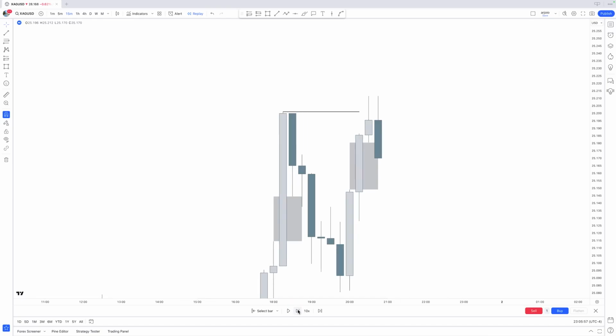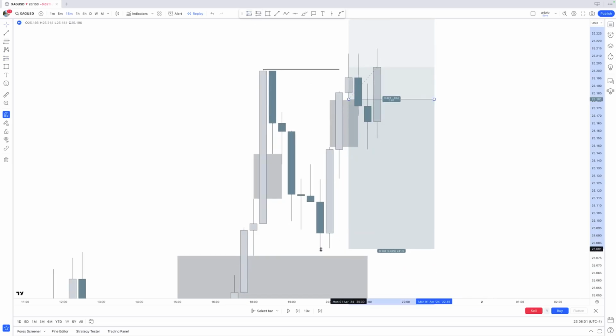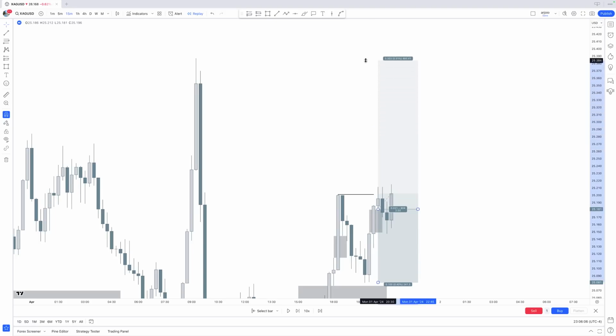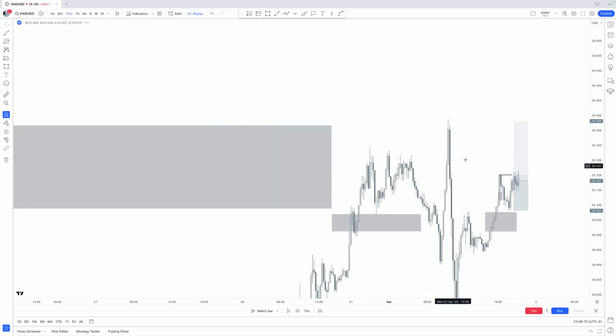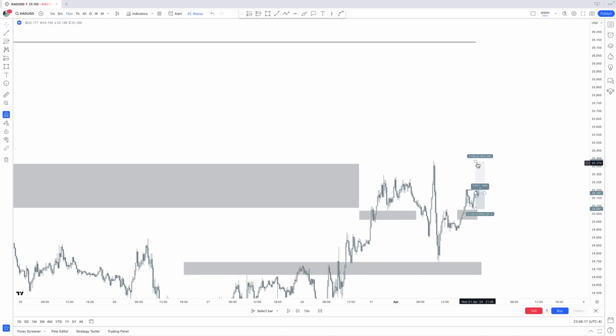Then after everything right here, let's say, to give you one example right here, this could have been a perfectly fine entry as well. Targeting, what I like to do is I like to target a 1 to 2 right there, which is still a very small area overall of the overall draw on liquidity, which we are actually targeting right there, which for me is perfectly fine. Again, I do not want to set unrealistic expectations.